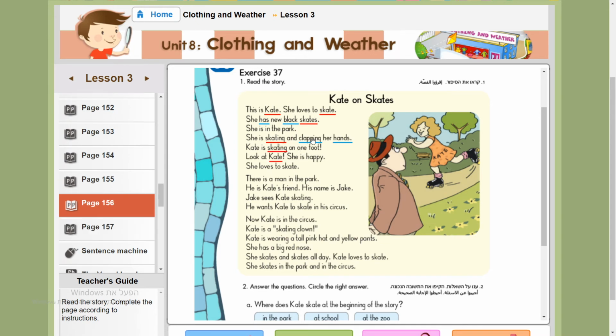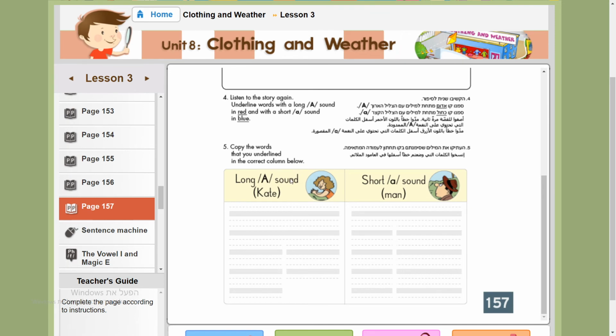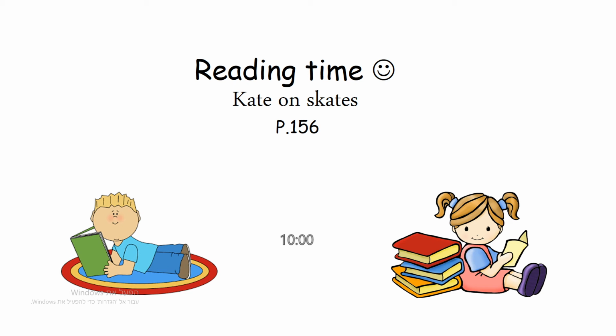So you continue like that, and after you finish underlining the words, you are going to just copy the words in this chart according to long A or short A sound. So when you are finished, you will have skate, skates, Jake, and for short A we have has, pants, and hands, black, happy, clapping, and hat. Did you find other words than this in the long A? Yes, of course, we have skating, Kate, and that's it. Now it's your turn to read the text. I will give you 10 minutes to read the text, okay? You can start now.